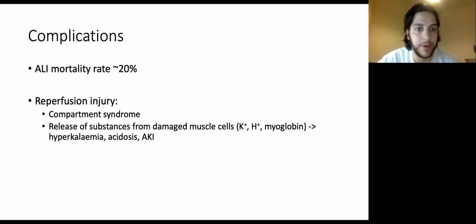various things can happen. So you can get compartment syndrome, and you can get release of a lot of substances from the damaged muscle cells. So you can get release of potassium, which can cause hyperkalemia. You can get release of hydrogen ions, which can cause acidosis, and release of myoglobin, which can cause an AKI. And the reason for this is, when you're flooding the vessels in the limb with blood and oxygen again, there's a sudden increase in capillary permeability, which can leak out into the surrounding tissue.